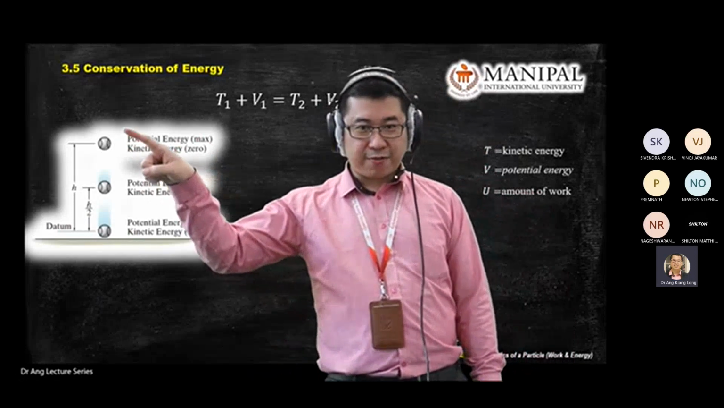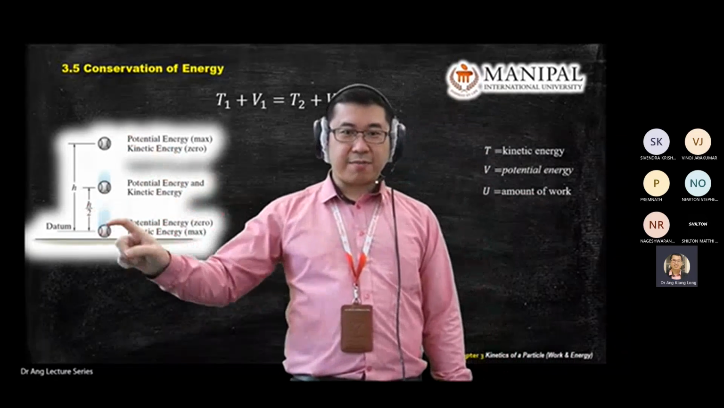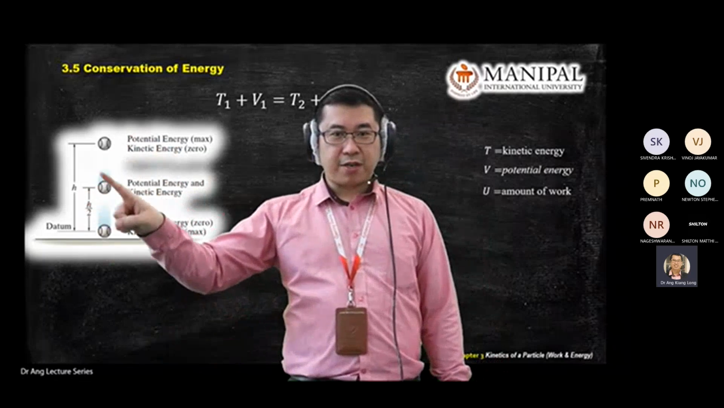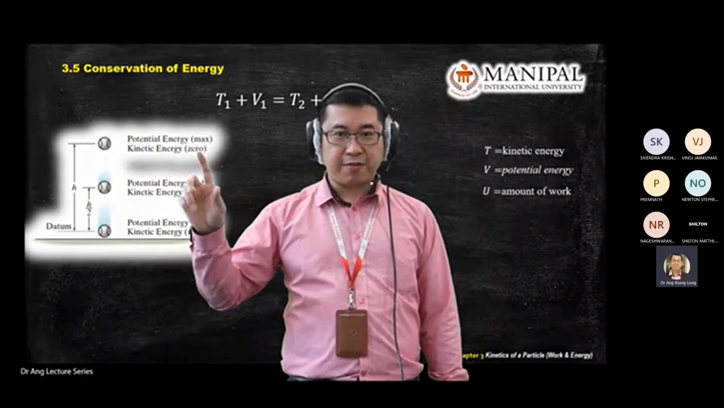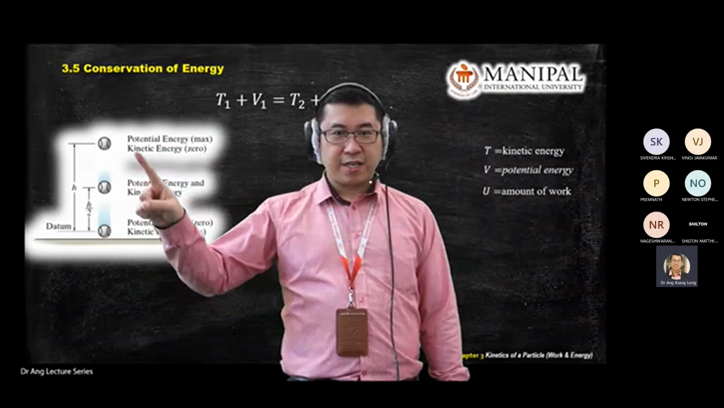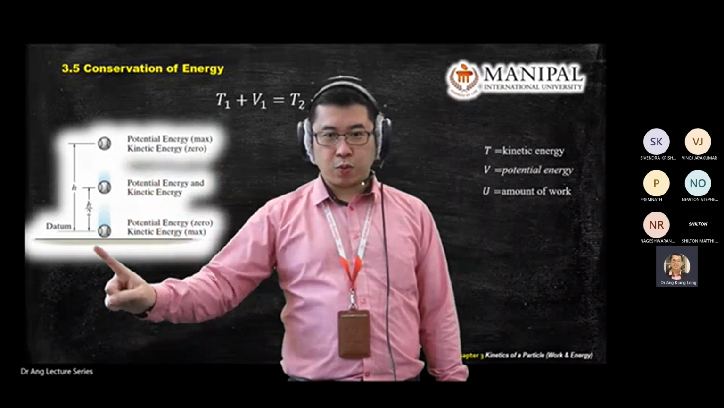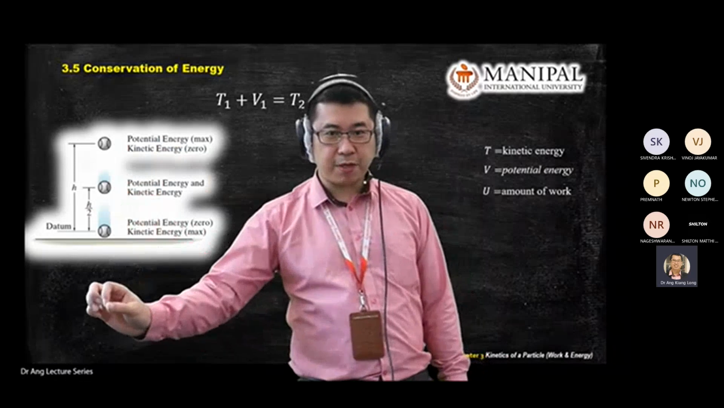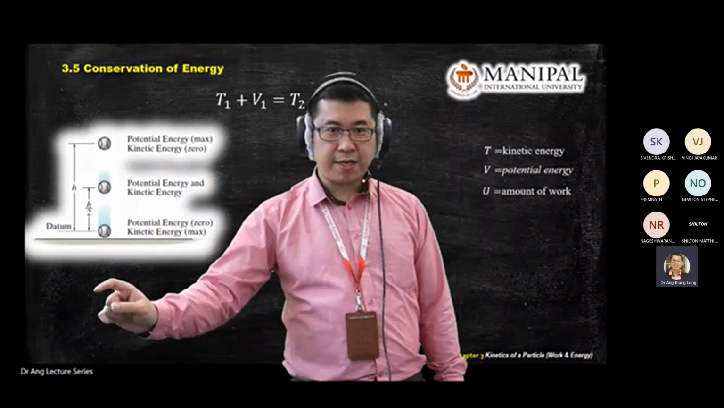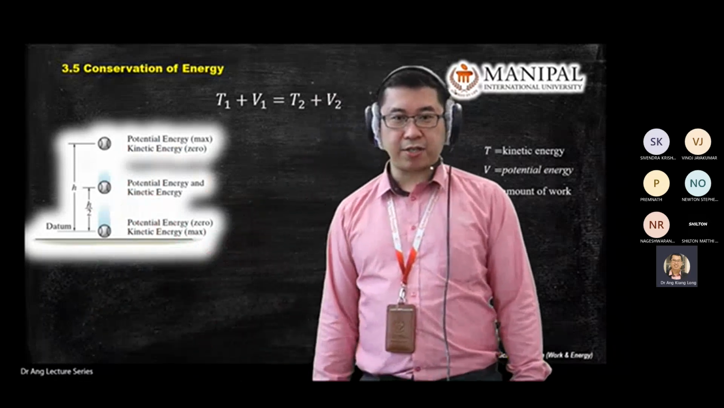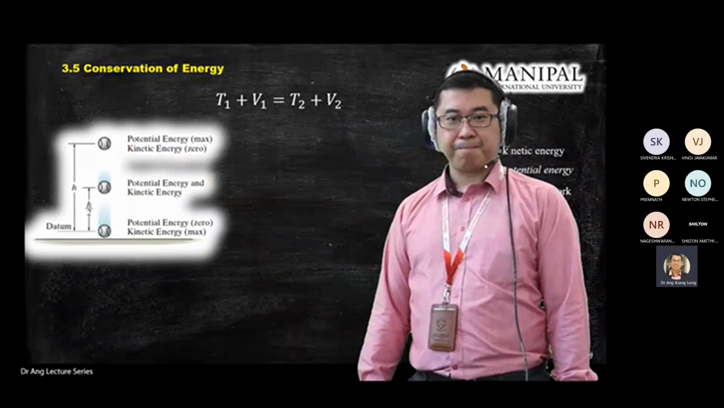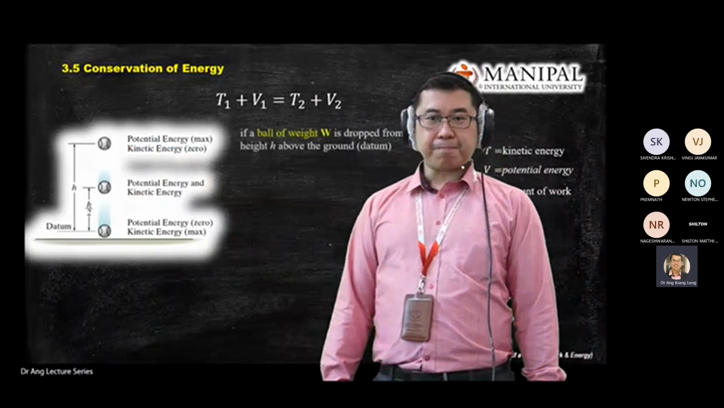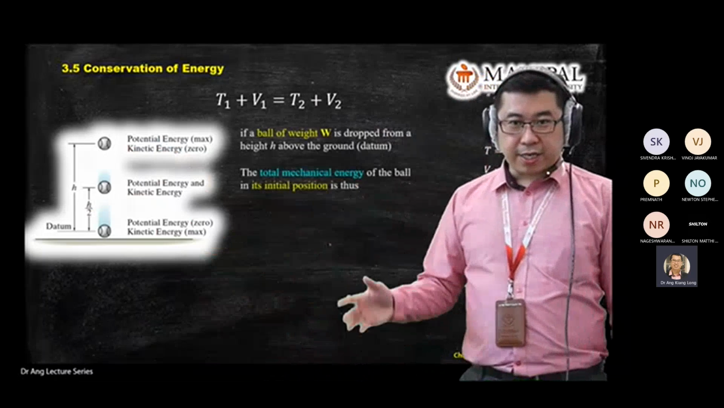Check the position of the object and datum. If the object is above the datum, you get positive potential energy. If the object is below this datum line, you get negative. If this ball is below the datum here, you get negative potential energy in your equation. Okay, the rest I just explained just now.